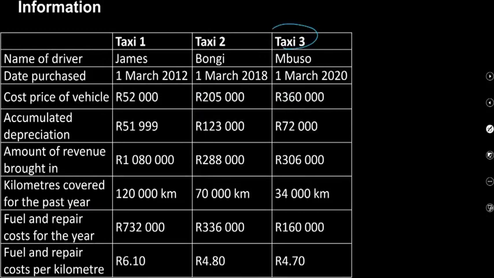With taxi 3, again, we've got the cost price, we've got the accumulated depreciation, and the amount of revenue brought in is 306,000. Clearly, this stands out very evident. Look at the number of kilometers that this taxi has covered in relation to the old one, 120,000, and in relation to taxi 2, 70,000. We've only covered 34,000 kilometers. Clearly a cause for concern.